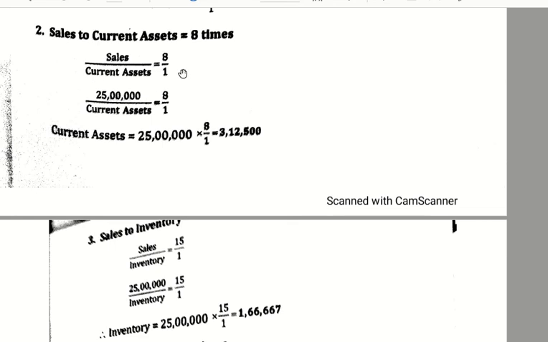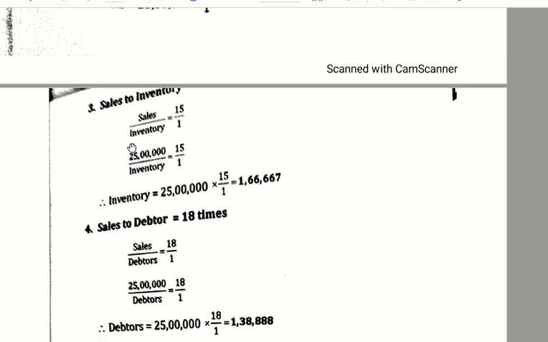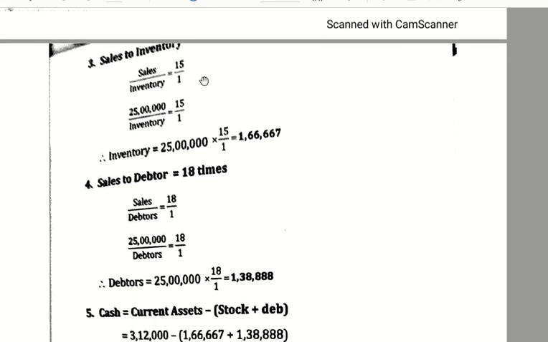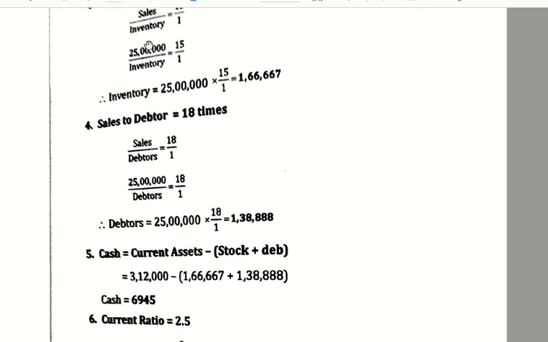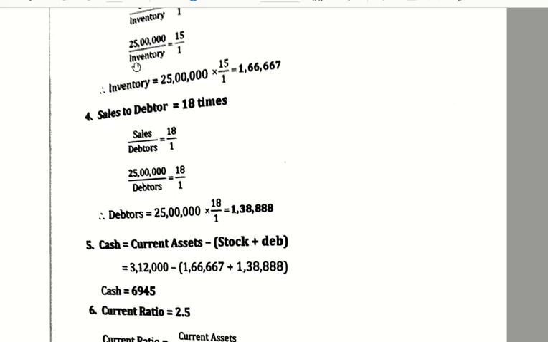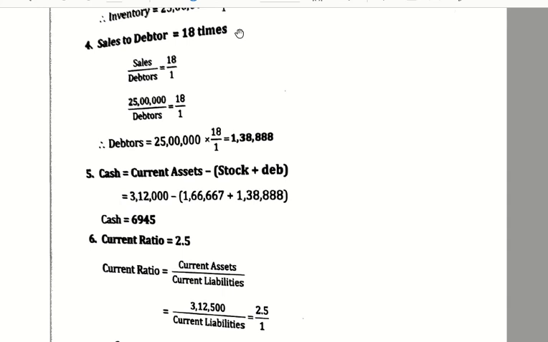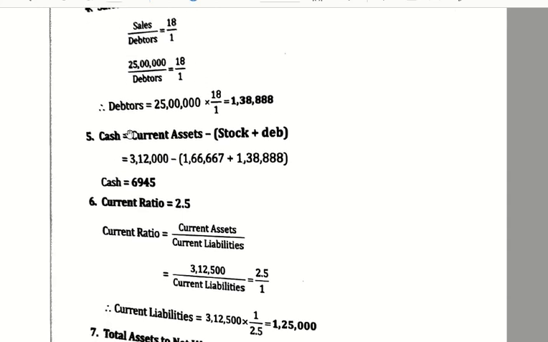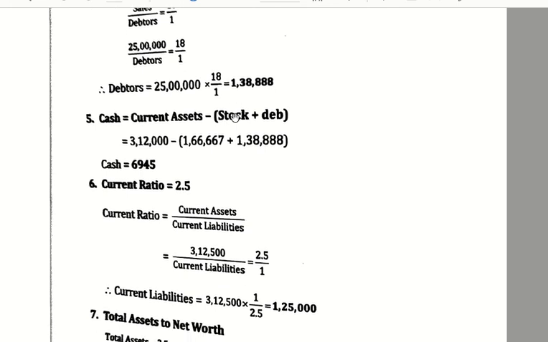Sales to current asset, they are telling in the question it is 8 times. So sales divided by current asset is equal to 8 divided by 1. So when you cross multiply, we get the current asset to be 3,12,500. Sales to inventory, they have given the ratio to be 15. So sales divided by inventory is equal to 15 divided by 1. So when we cross multiply, inventory is 1,66,667. Sales to debtors they have given 18 times. So sales divided by debtors is equal to 18 divided by 1. When you cross multiply, we get the debtors to be 1,38,888.